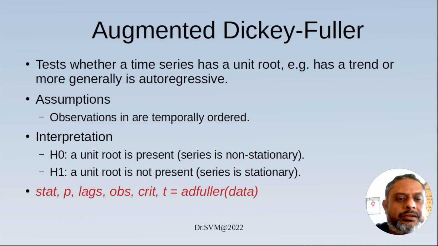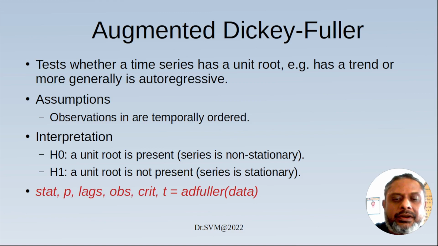And here the interpretation is done. The null hypothesis says that the series is non-stationary, that means a unit root is present in the data. And the alternate hypothesis claims that no such unit root is present, which says that the series is stationary. Python has a function, adfuller, which tests this.